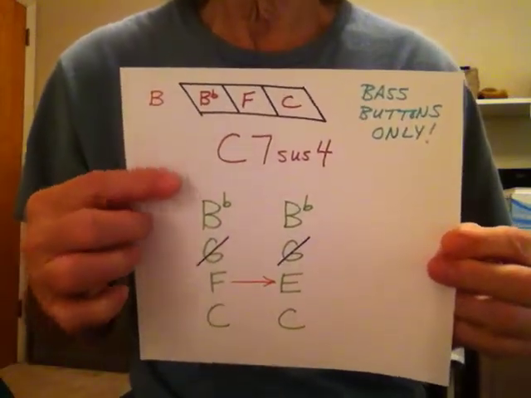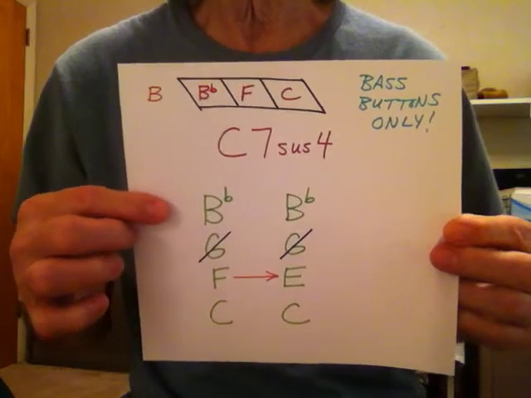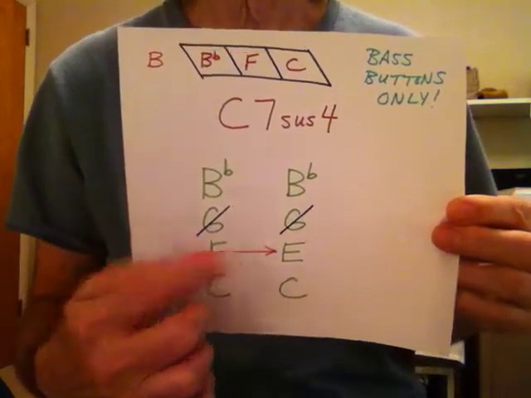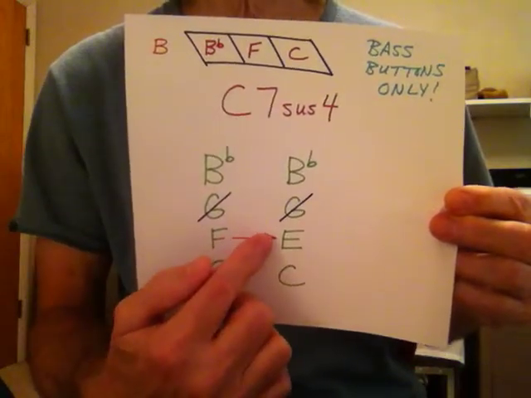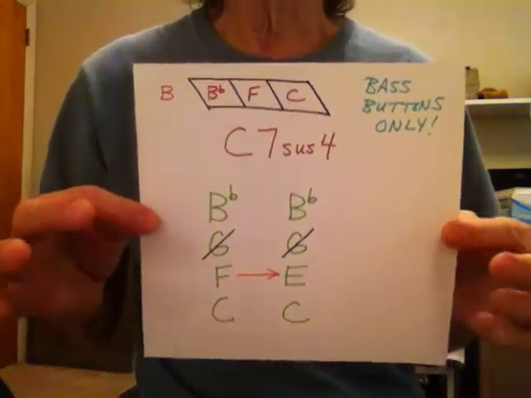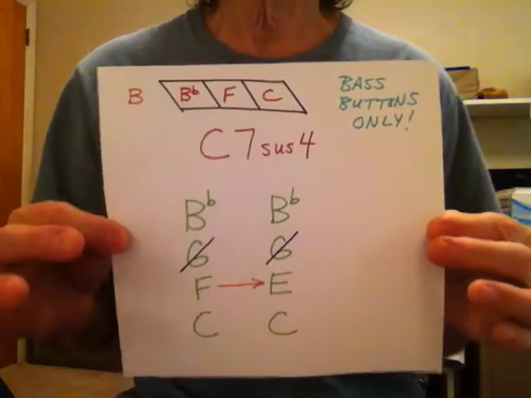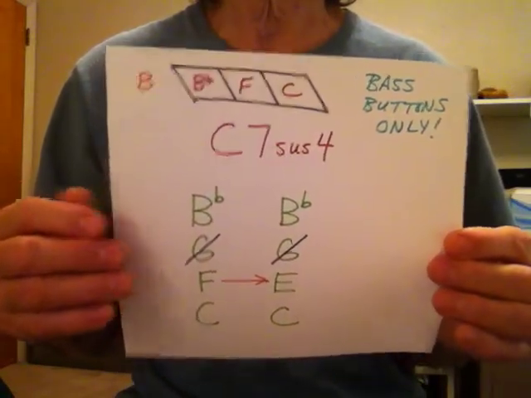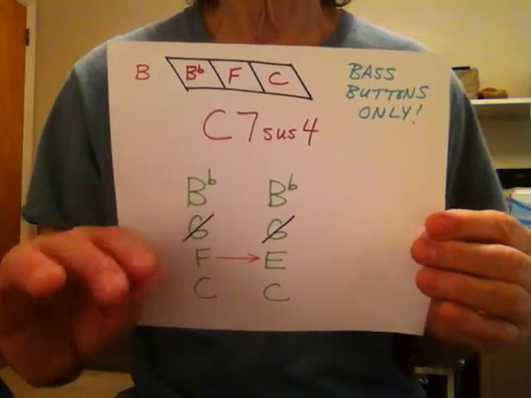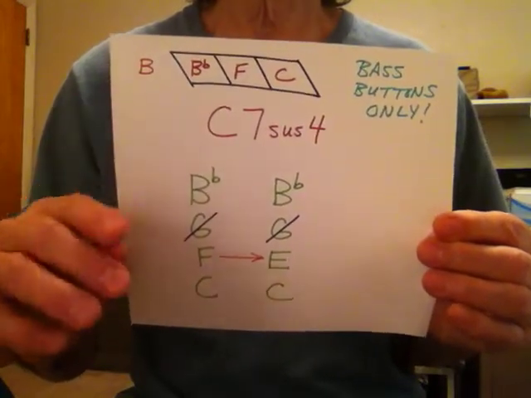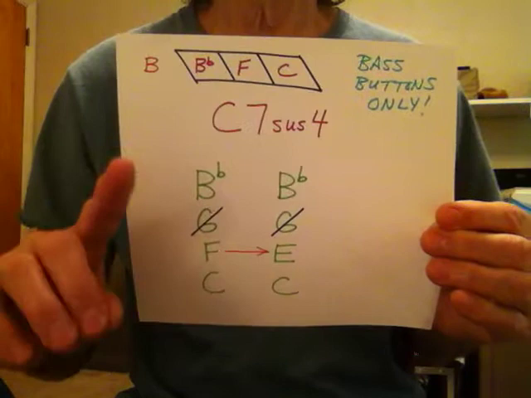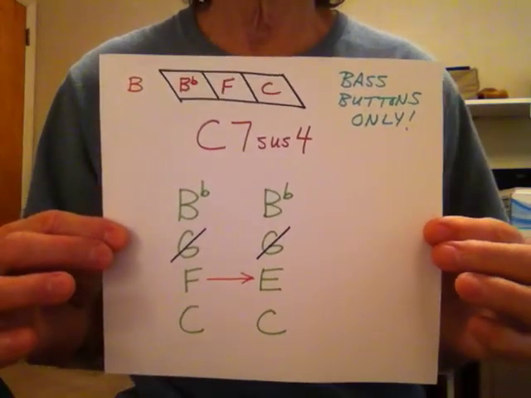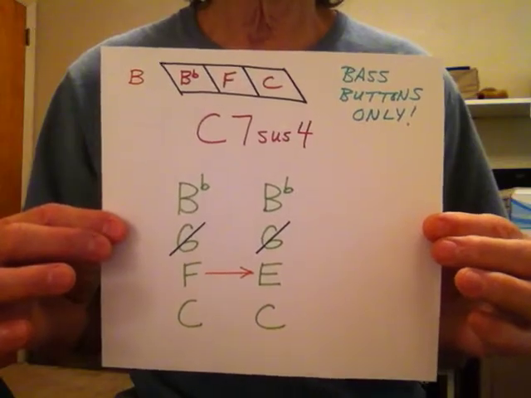So what happens here is, as I mentioned previously, the F generally, not always, but generally will resolve to the E, and that's said to make it perfectly clear that you understand I was talking about two different things. One, making the dominant chords with bass and chord buttons, and the other with only bass buttons, okay? So I hope I made that clear.